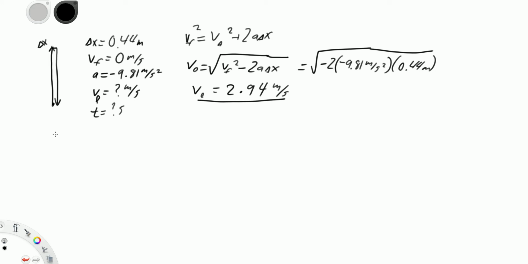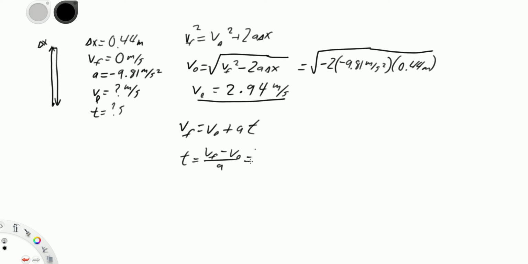Now that we have an initial velocity and we're looking for time, we have 4 pieces of information about it, and we're just looking for the 5th one. So pretty much any equation will do. The easiest will be Vf equals V naught plus AT, and we're going to solve that for time. So time is Vf minus V initial divided by A.